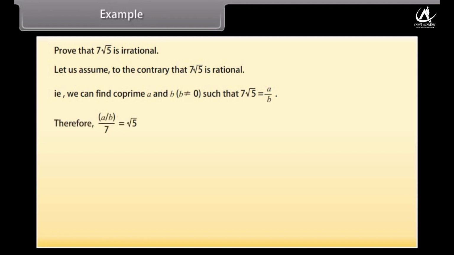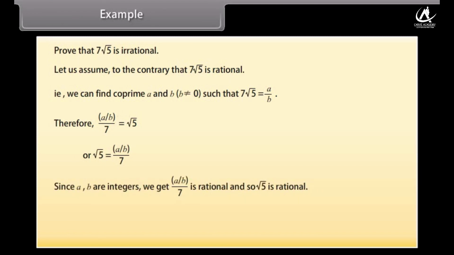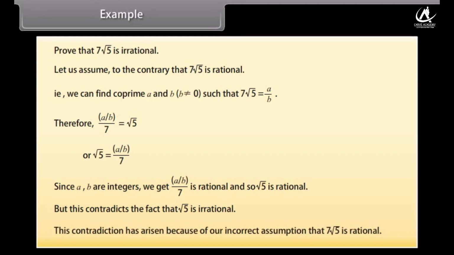Therefore, a upon b upon 7 is equal to square root 5, or square root 5 is equal to a upon b upon 7. Since a, b are integers, we get a upon 7b is rational, and so square root 5 is rational. But this contradicts the fact that square root 5 is irrational. This contradiction has arisen because of our incorrect assumption that 7 square root 5 is rational.